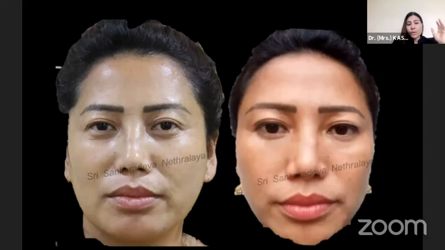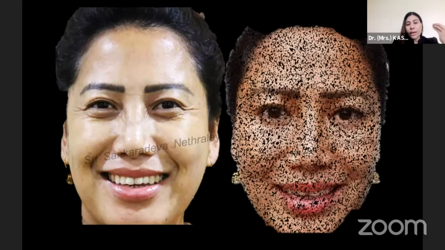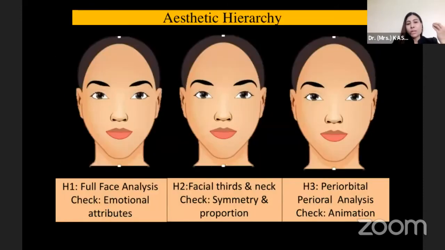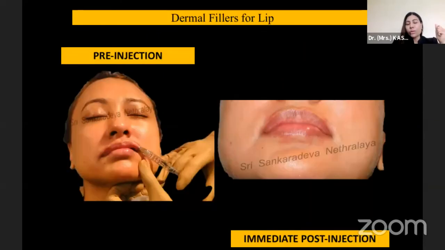So even in this patient, you can see with such a deep valley, you can really treat it with the injection filler. And when she animates, you can see the tear trough and also the quality of the skin is much better. So we have discussed hierarchy 1, hierarchy 2, hierarchy 3, especially highlighting the periorbital region. But within hierarchy 3, we also have the perioral region, where Shilpa has mentioned the anatomy so well.